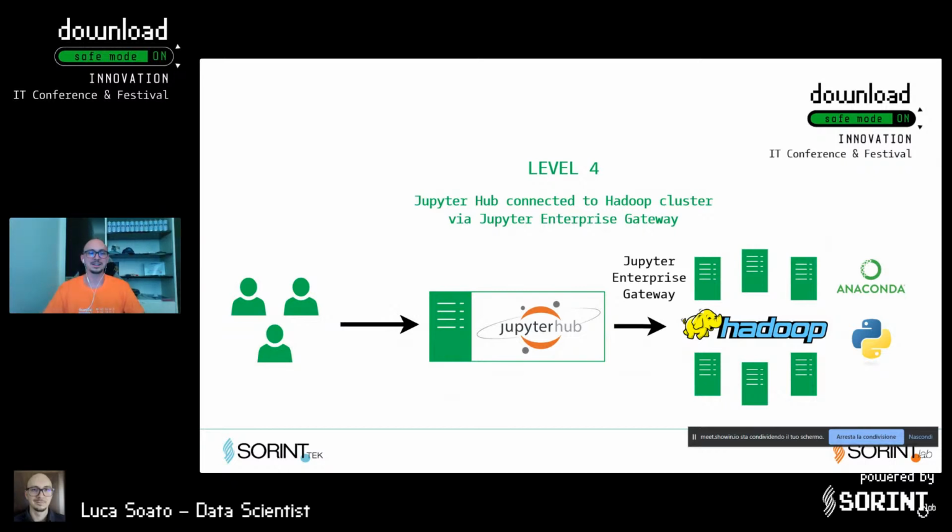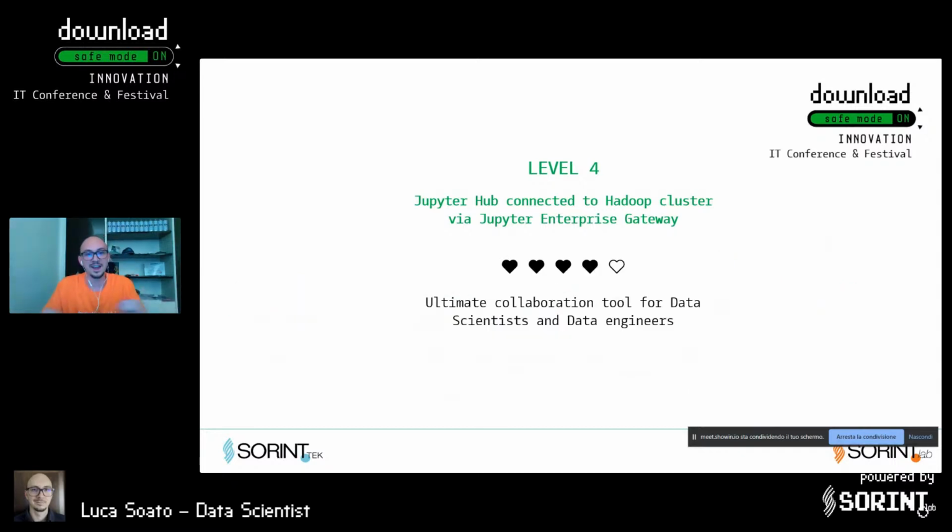This step forward was huge, because you could manage multiple clusters at a time. We could see what was in the cluster. So JupyterHub became our first mechanism of debugging and exploring the data that was in the cluster. This is extremely cool. I call it the ultimate collaboration tool for data scientists and data engineers.